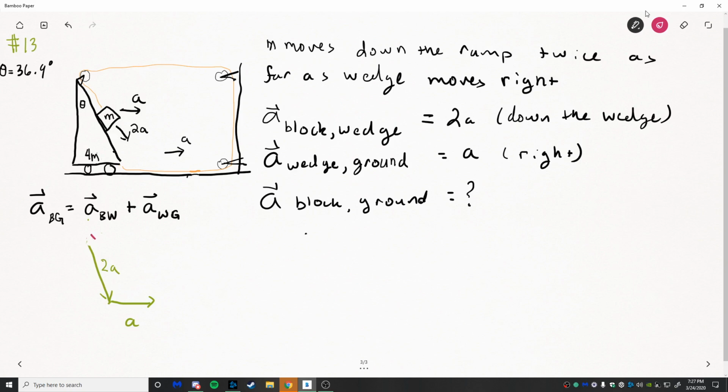So it's basically a vector that goes from there down to there. Well, that's a lot better. So this is a block wedge, and this final one would be a block ground. Okay, does that make sense to you guys?